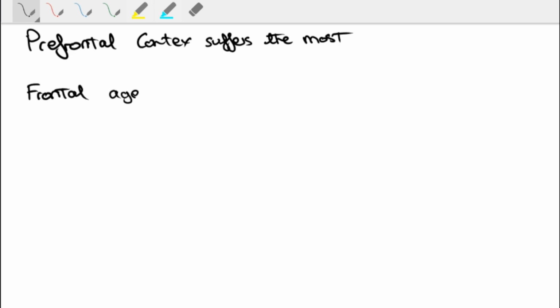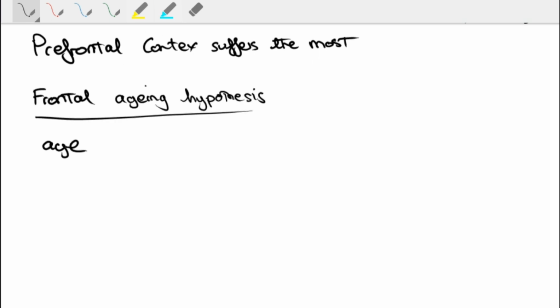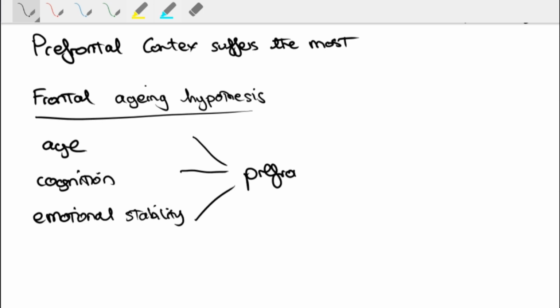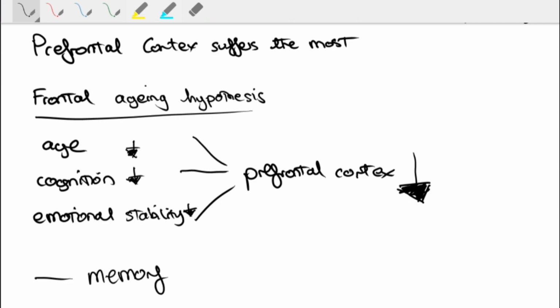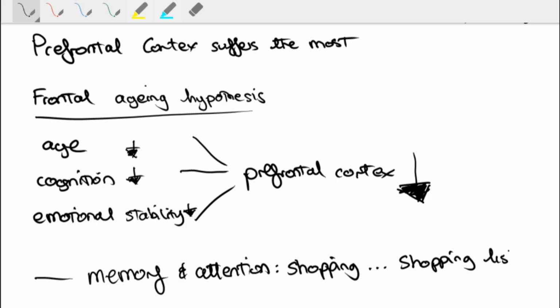This is where the frontal aging hypothesis comes in. This hypothesis suggests that our age and decline in cognitive abilities, as well as emotional stability, relate to the changes we undergo in the prefrontal cortex. Some negative changes occur in our memory and attention, such as when shopping, unless we of course have a shopping list written down. In memory recall tests, both recall and registration of words decline, although recall is affected a lot more.